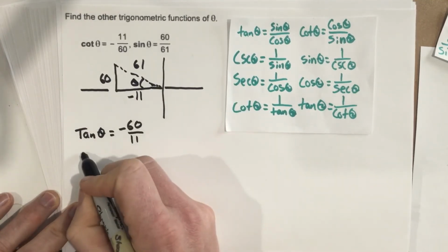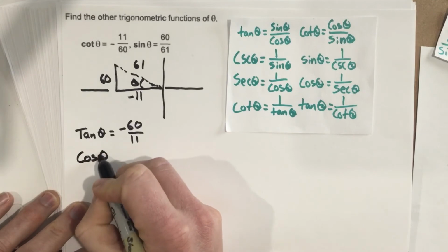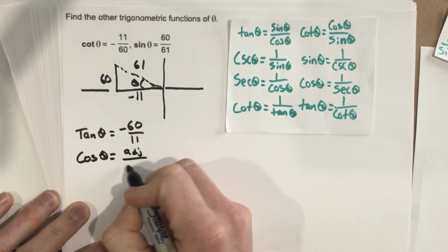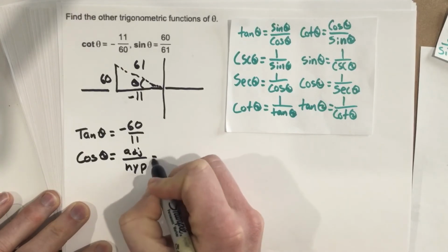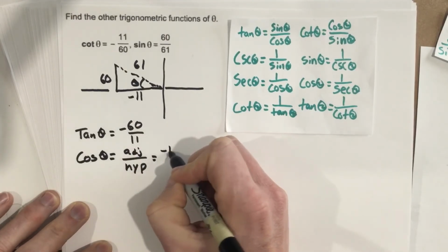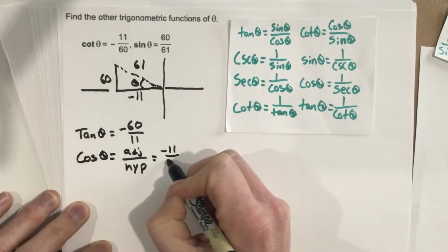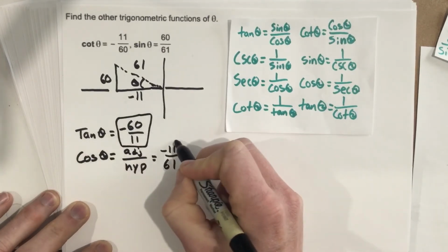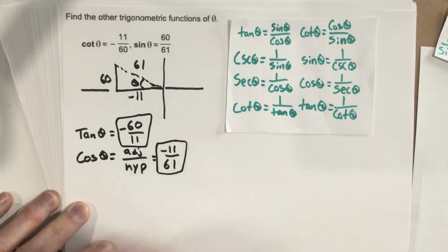Now that tells us what cosine is then. Because now we know cosine is the adjacent over the hypotenuse. And the adjacent side's a negative 11, and the hypotenuse is 61. So we have our tangent now, and we have our cosine. So we can keep going from there.